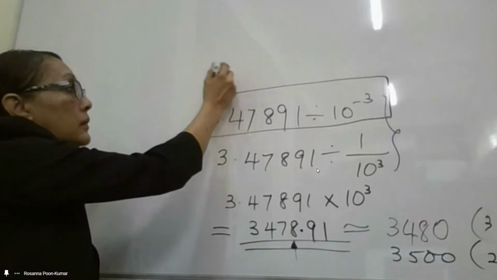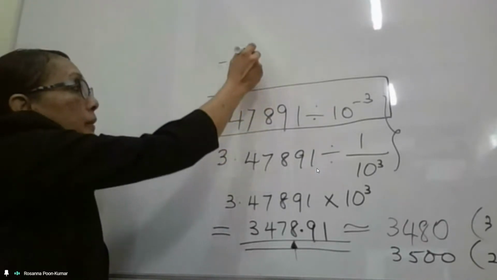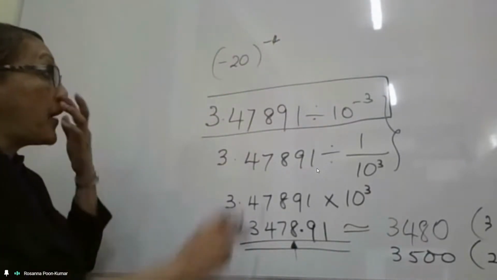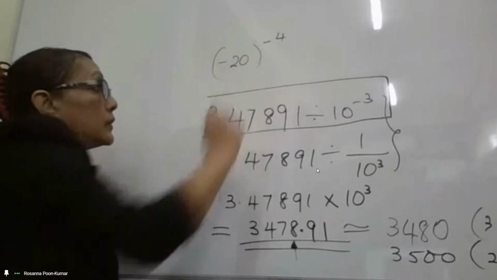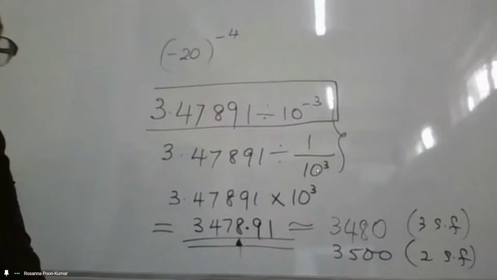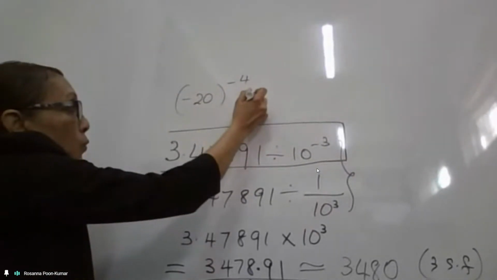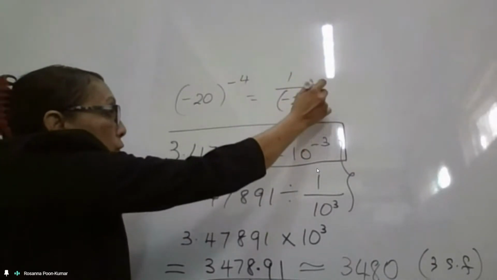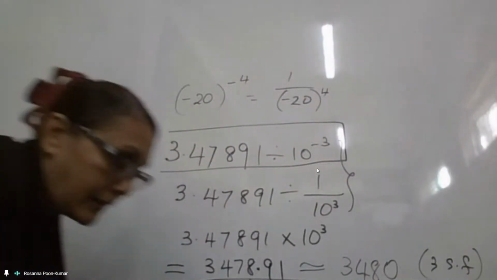Negative 20 to the power of negative 4. Excellent question. What do you think that will look like? Negative 20 to the power of negative 4. I'll just write it down up here. This will be 1 over negative 20 to the power of positive 4. Right, Darius?